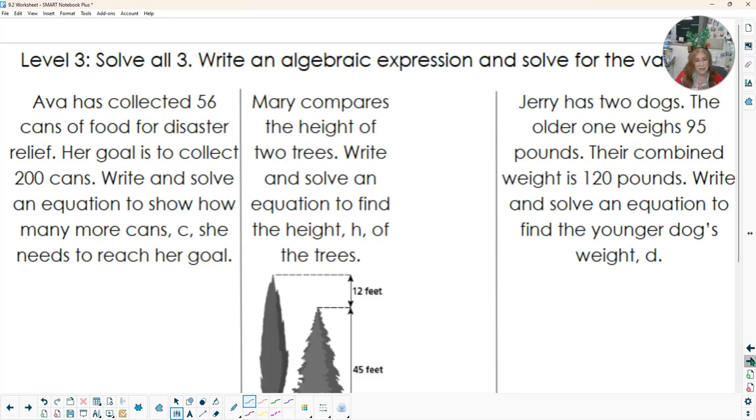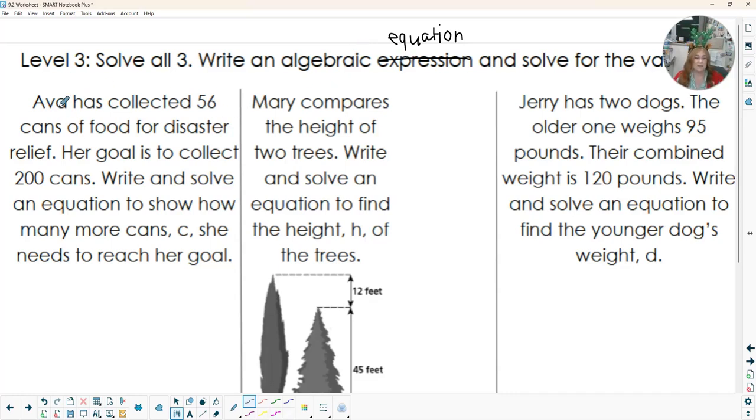And we have level 3. You are solving all 3 of these. So you have to write the algebraic, oh, sorry, that should say equation, write the algebraic equation, and then solve for the variable. You should have two parts to this. You should have an algebraic equation. That means you have a variable in the equation. I know lots of us get tempted to solve them. Nope, we are just writing the equation with the variable. Then we are solving for the variable.